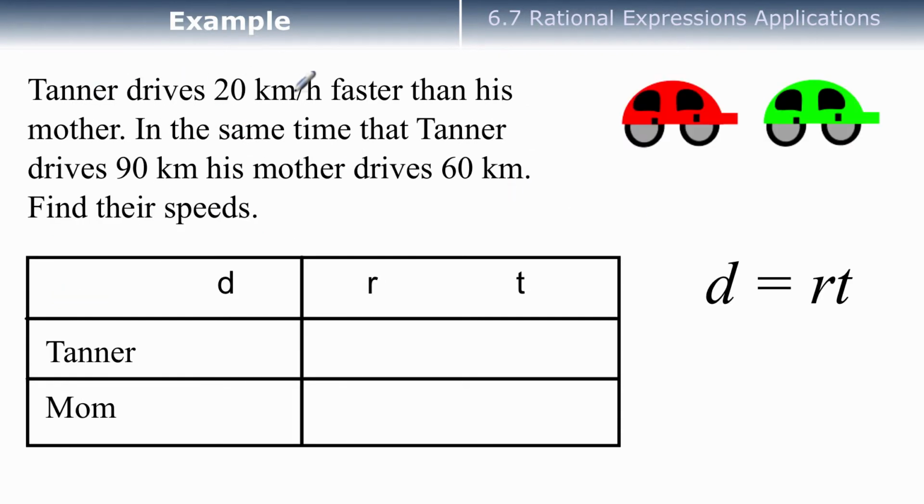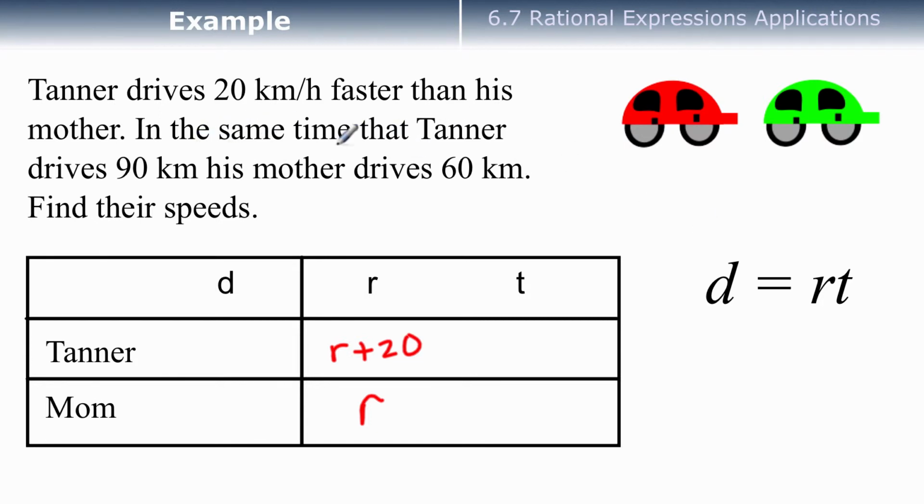So Tanner drives 20 kilometers an hour faster than his mother. In the same time that Tanner drives 90 kilometers, his mom drives 60 kilometers. So the question is, how fast are they going? So I can use a nice little table here to sort of indicate information for each person. And I like how the textbook does this. So Tanner's driving 20 kilometers faster than the mother. That's under rate. So if the mom is driving, say, R, and we don't know how fast, that's what we have to find out, then Tanner's 20 faster than that. So that would be R plus 20. Okay?